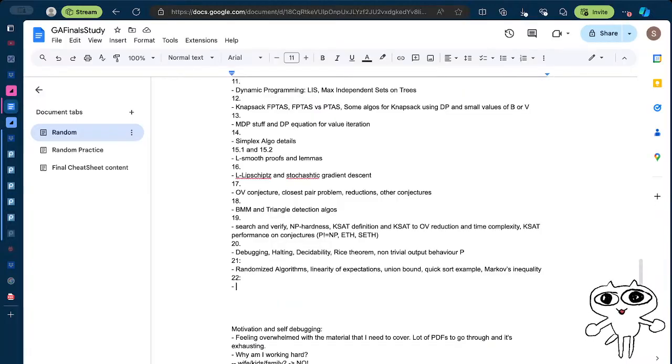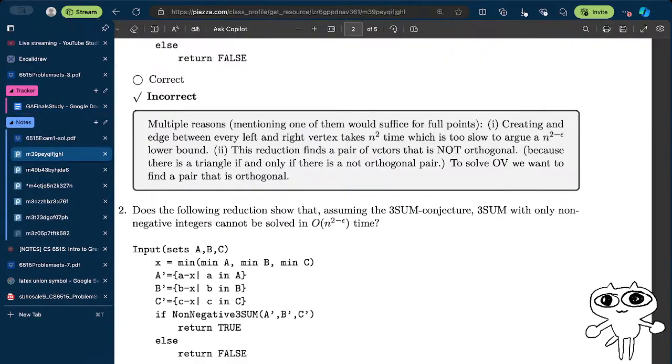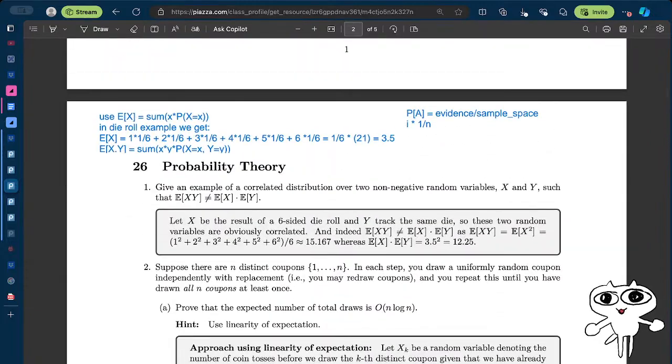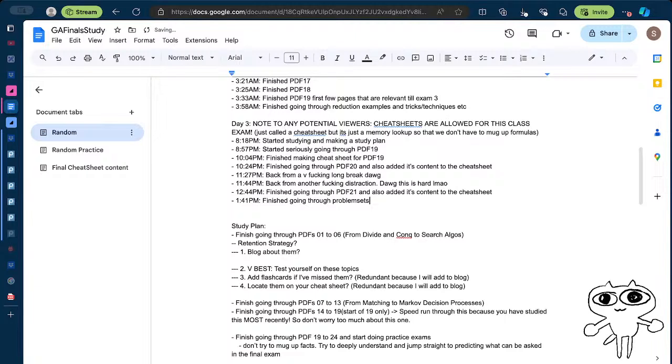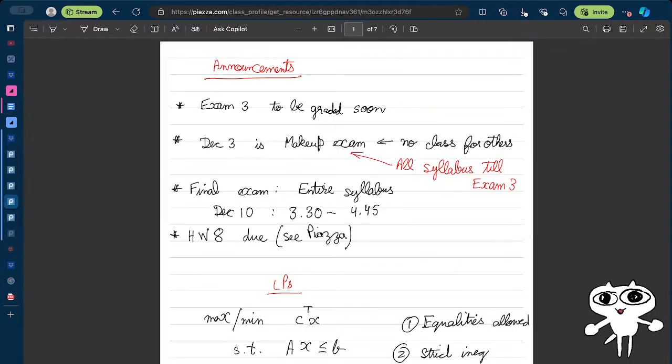Let's make a log of this. We did 1:41 p.m. Finished going through example 2. Okay, finished going through problem sets. Let's see, 25 and 26, right? Set questions 25 and 26. Okay, let's go through this now real quick.